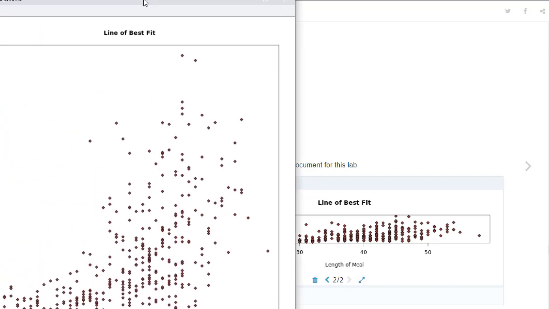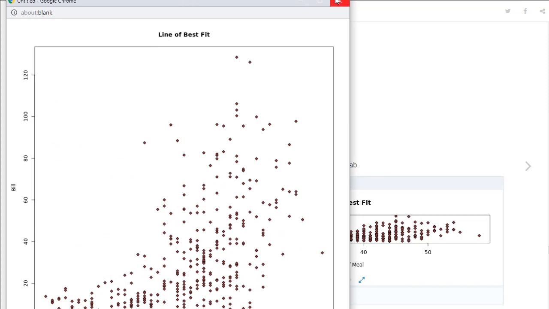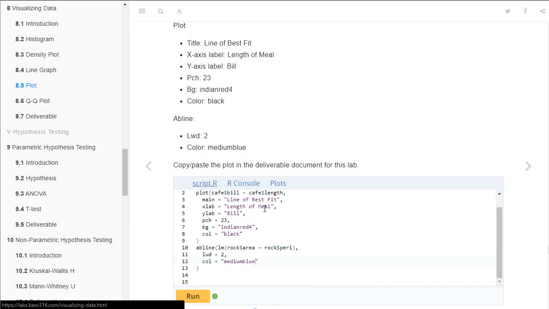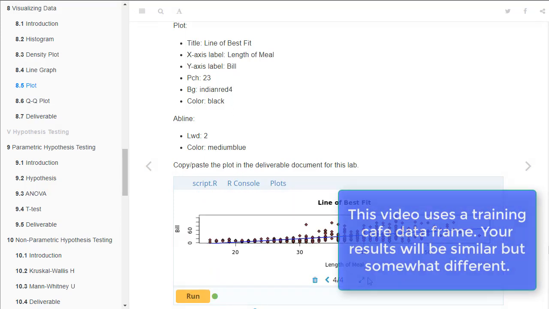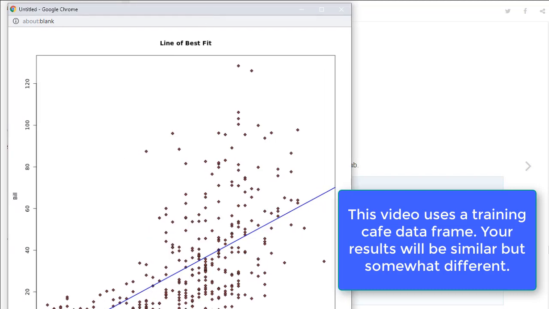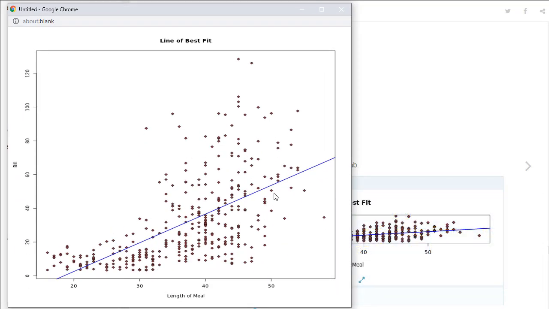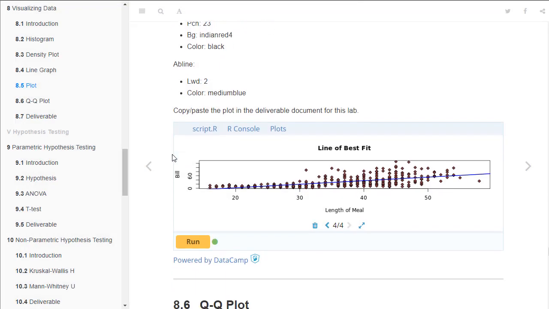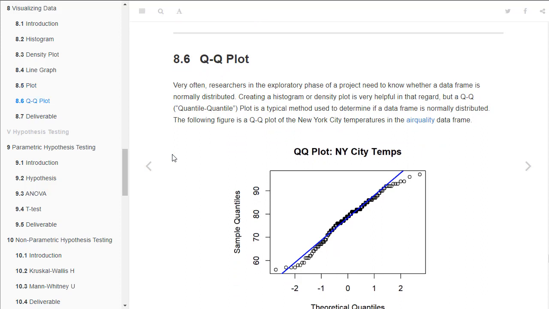Well, it looks like I messed up again. It's easy to do because the line of best fit was not there, and that's because I forgot to put the variables in here. Cafe dollar bill and cafe dollar length. And run that. That looks a little bit better already. So now we have a dot plot with a line of best fit. Yeah, that works well.